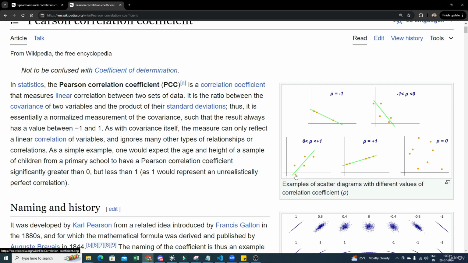Similarly, when X is increasing, Y is increasing, and X is decreasing, Y is decreasing, in that relationship your value ranges between 0 and +1. If all the points are in a straight line in increasing order, you'll get +1. And if you have scattered points with no relation at all, then the Pearson correlation will be 0.